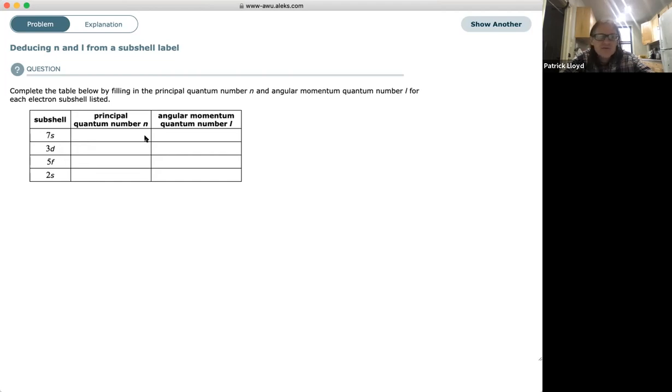So if it's an S, L would be 0, angular momentum quantum number 0. If it's a D, L would be 2. If it's an F, L would be 3. If it's an S, L would be 0, right? So 2, 0, 5, 3, 3, 2, 7, 0. Okay? That's pretty simple.